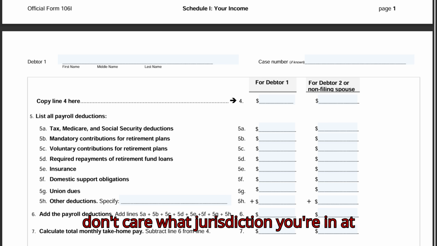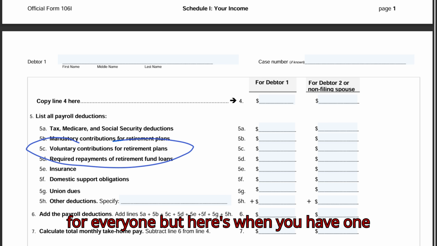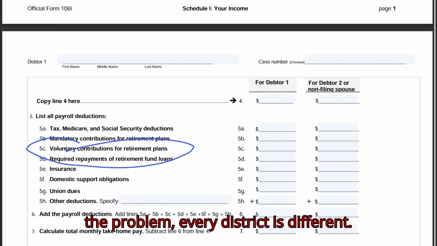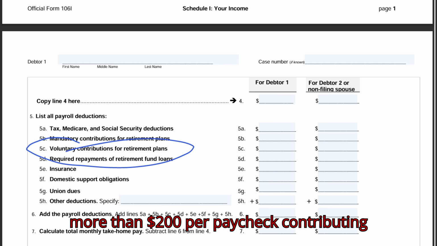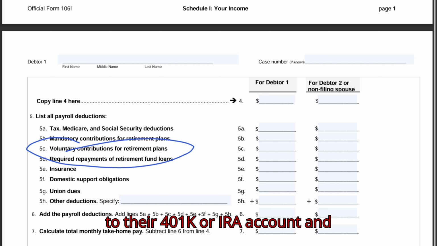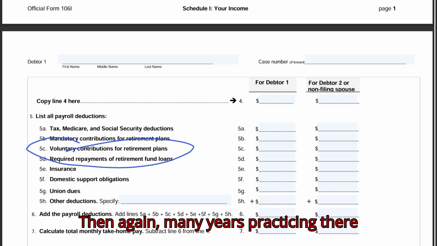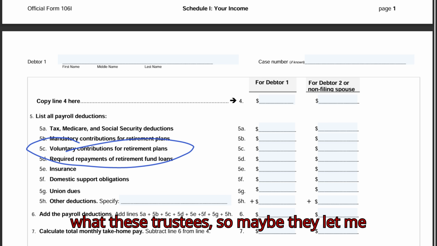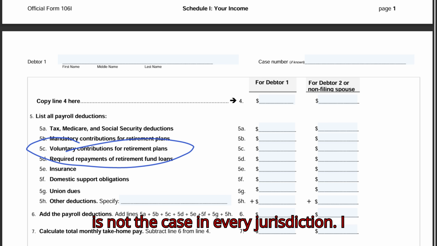Okay. Now, retirement plans, all this is basic, right? I really don't care what jurisdiction you're in. It's going to be the same for everyone. But here's when you have one of those exceptions: voluntary contributions. So, voluntary is clear. You're not required to do it. Here's the problem: every district is different. I have gotten away with clients paying more than $200 per paycheck, contributing to their 401k or IRA account. And guess what? The trustee didn't object. Then again, after many years practicing there, you establish relationships and trust with these trustees. So maybe they let me slide. Maybe they wouldn't let someone else slide. But I can guarantee you that is not the case in every jurisdiction.